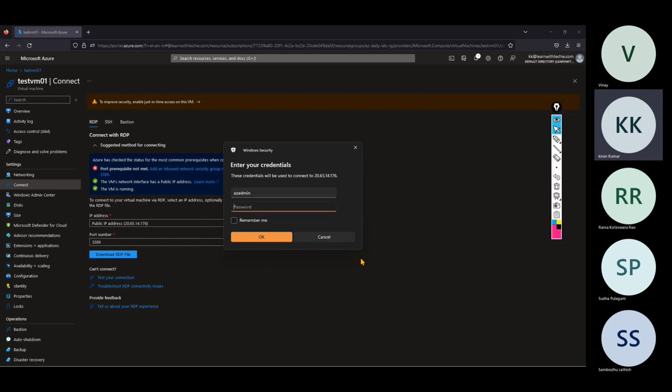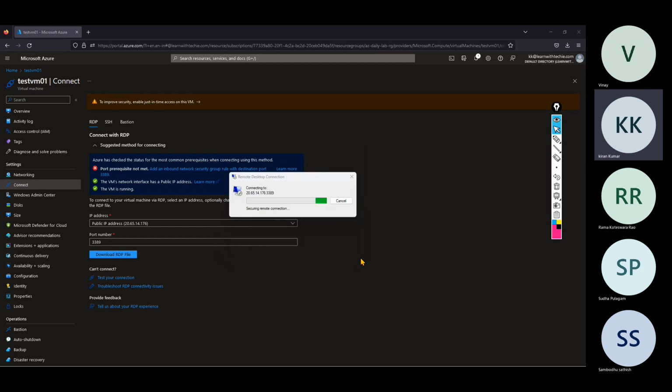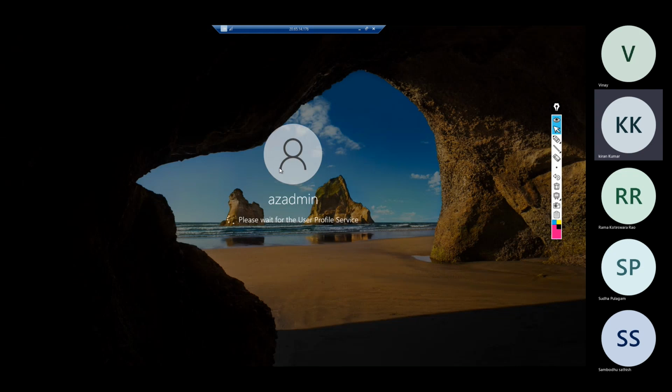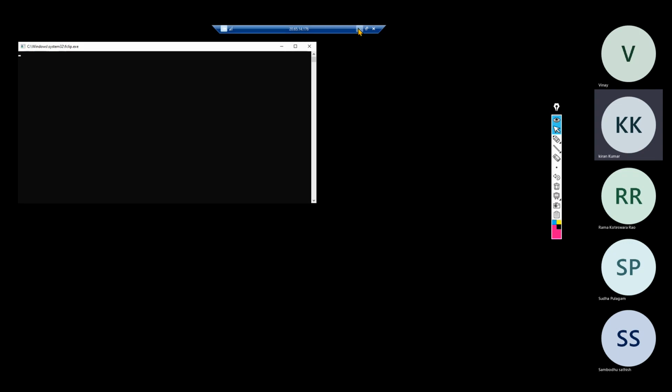You can see here, we are able to take the RDP of this virtual machine. Why? Because we are not restricting anything on this. That means we have not assigned any network security group, nothing here, and it won't block it by default. So by default, over the internet, I can take the RDP of this virtual machine.